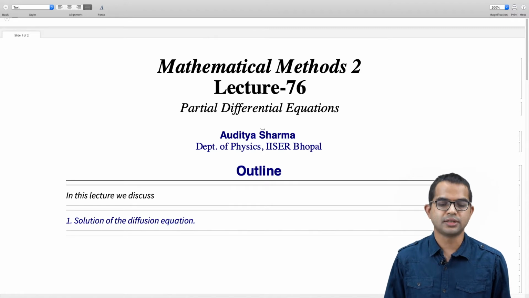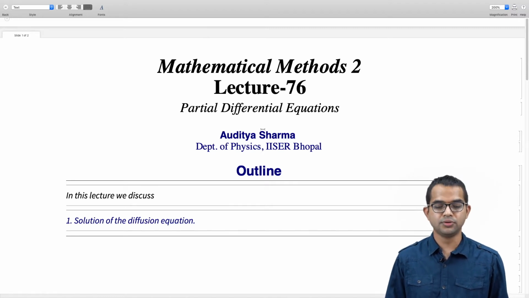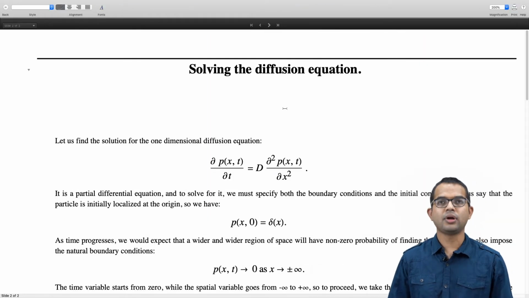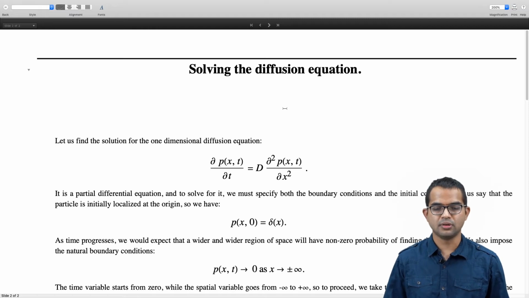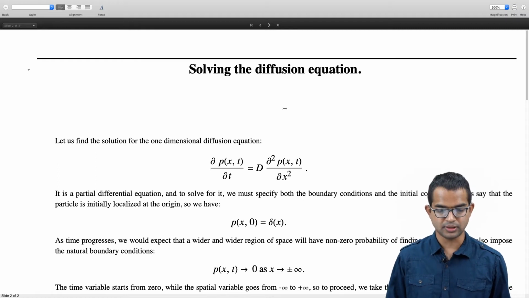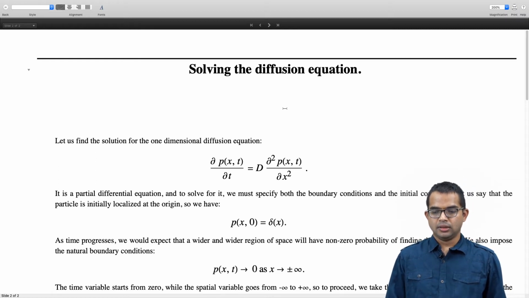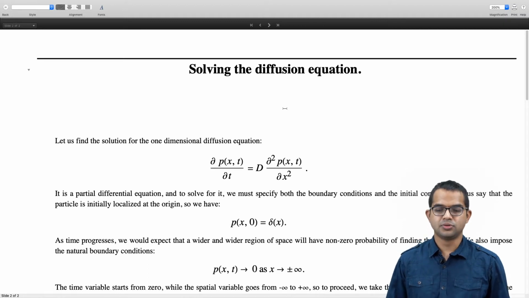Okay, so in this lecture we will solve the diffusion equation in 1D using a very general approach. The diffusion equation in one dimension is just ∂P/∂t equals D times ∂²P/∂x², right? The initial condition that we will choose is such that it will actually allow us to consider other kinds of initial conditions as well.